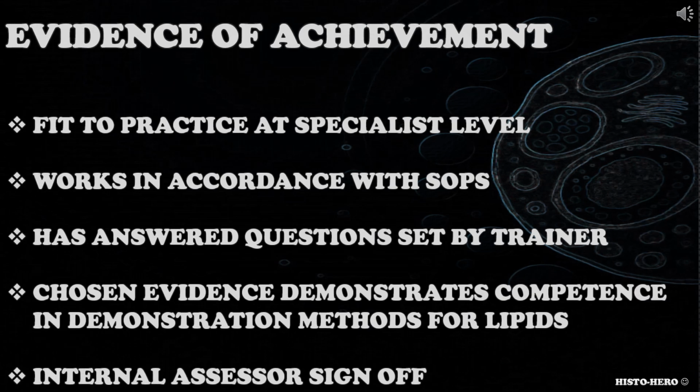Each subsection also has evidence of achievement. This is a part where you, the training officer, sign the candidate off as competent and fit to practice as a BMS at the specialist level. By doing that, you will confirm that the candidate can work in accordance with local SOPs relevant to this subsection. This will also confirm that candidate has answered questions set by you to test their knowledge and skills relevant to this subsection. And you will also confirm that candidate's chosen evidence demonstrates their competence, relevant to this subsection.